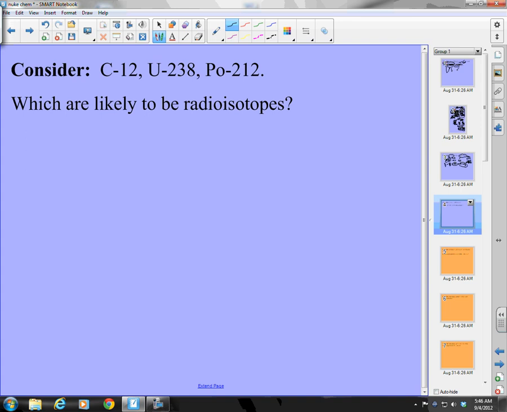Next, here we go. Consider carbon-12, uranium-238, and polonium-212. Which are likely to be radioisotopes? Okay, I'll give you a few seconds to figure this one out. Okay, let's come back to carbon-12. Let's do the easy ones first. Uranium-238 and polonium-212. Uranium, how many protons does it have? Uranium has 92 protons. Is that greater than 83 protons? Yes.